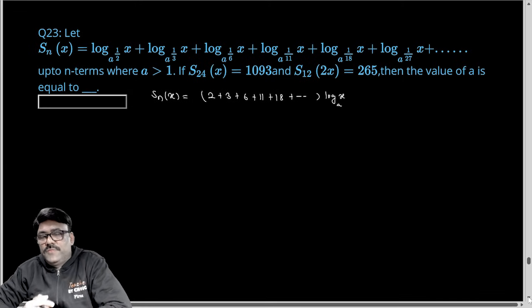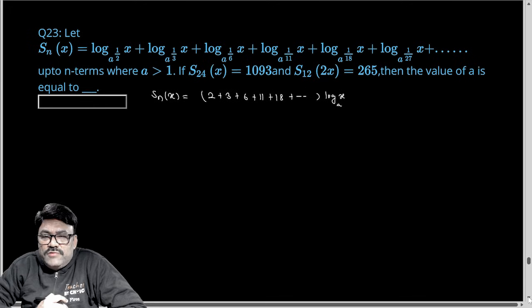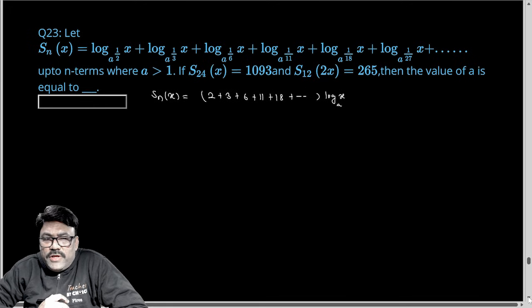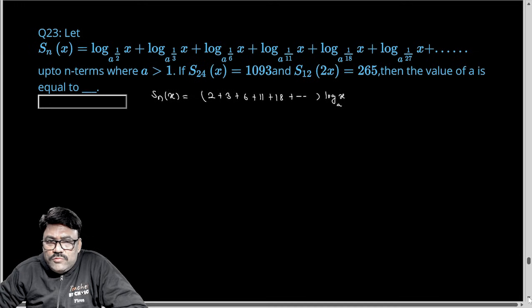This is Snx: 2 plus 3 plus 6 plus 11 plus 18 up to n terms, log x with the base a. Just try to get the general term of this series. If you look at this series, the first order difference is an AP. Just check the difference: 3 minus 2 is 1, 6 minus 3 is 3, 11 minus 6 is 5.